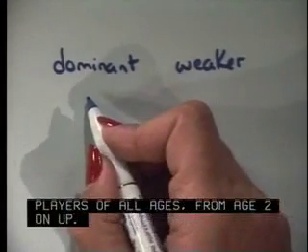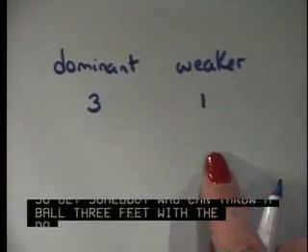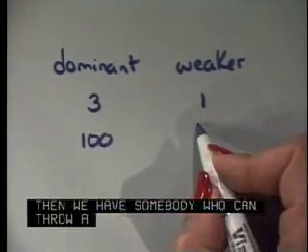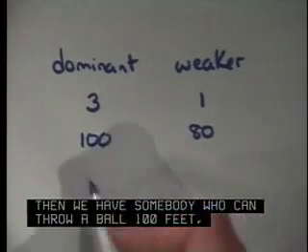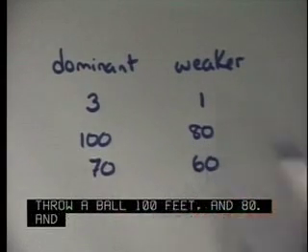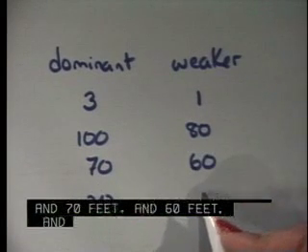So get somebody who could throw a ball 3 feet with the dominant and 1 foot with the weaker. Then we have somebody who can throw a ball 100 feet and 80, and 70 feet and 60 feet, and 20 feet and 5 feet.